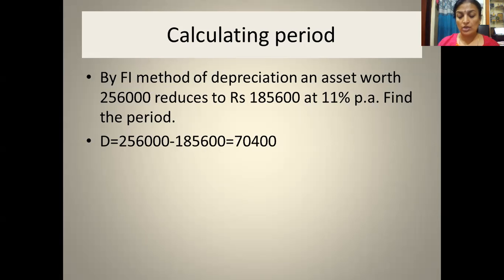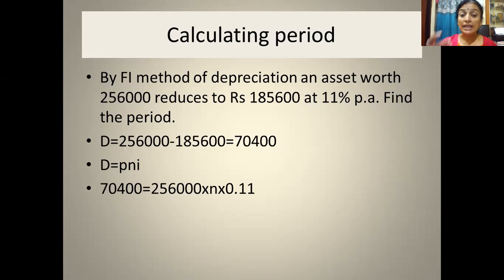This is the depreciation. Then what is the formula? D is equal to PNI. P is 2,56,000. N we have to calculate; N is not given in the problem, so N has to be kept as N only. And I is nothing but the rate of depreciation, which is 11% here, that is 0.11. Now, let us put the values in the formula. D is equal to PNI. D we have calculated, that is 70,400. P is given in the problem, 2,56,000. N is not known, so N is kept as N only. And I is 11%, that is 0.11.